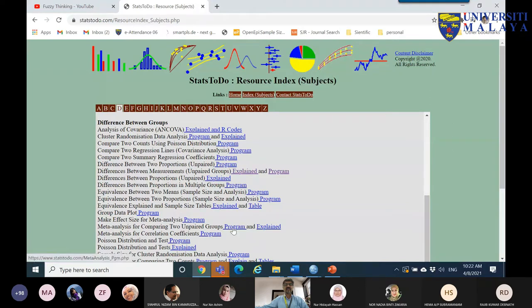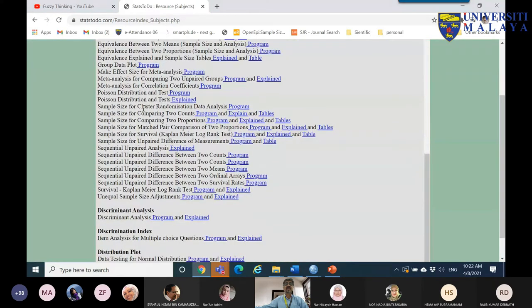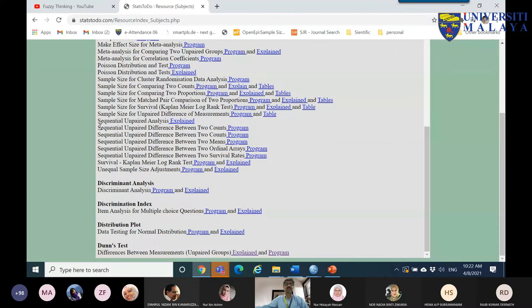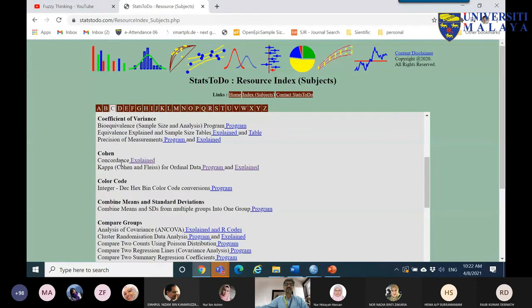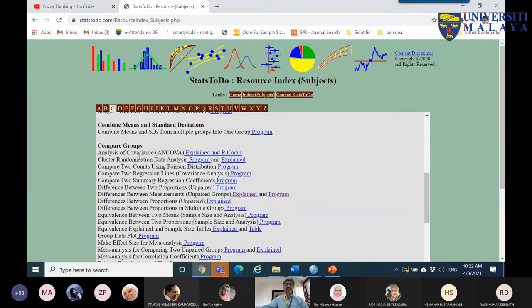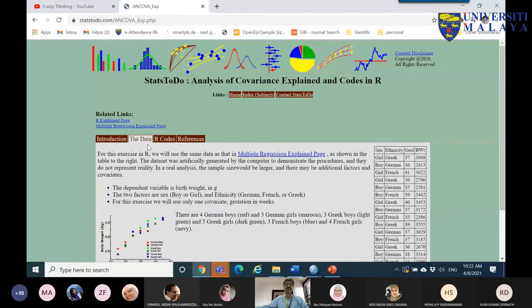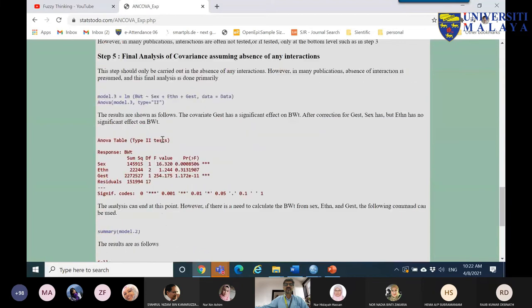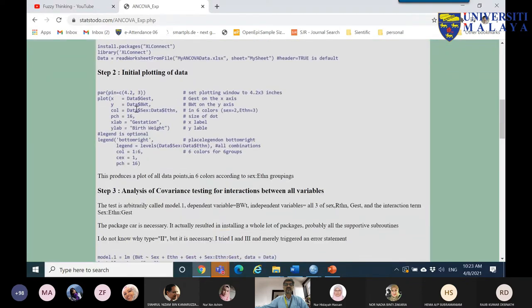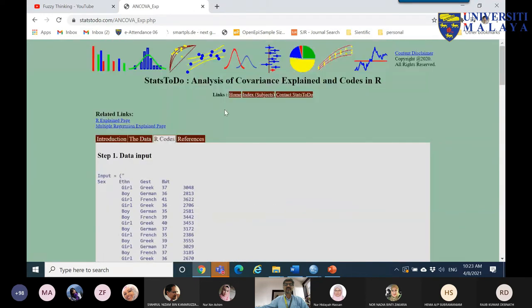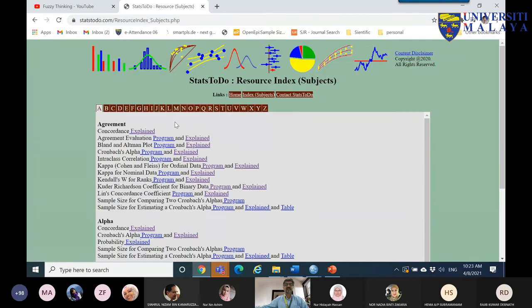If you want to do meta-analysis for comparison, Poisson distribution, or a sample size calculator, sample size calculators are also available for survival analysis and any kind of data, and discriminant analysis. If I want to do correlation coefficient, chi-square test, classification, cluster randomization, Cohen calculation, comparing groups, analysis of covariance. If you just go to ANOVA, for example, then you can see here the data and R code. So this is an example. Then you can just follow the instructions and apply these codes, replace this data with your data, and follow the guideline and try to analyze your data with StatTodo.